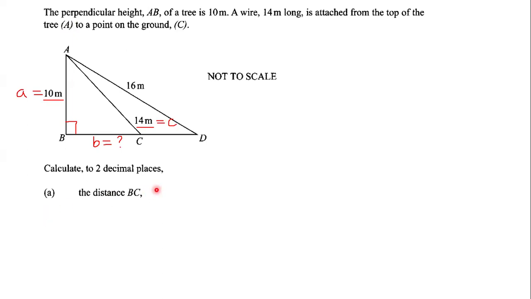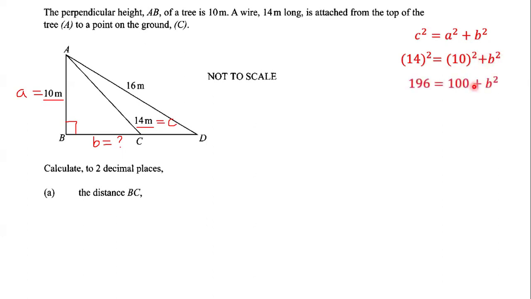And we can use this useful formula, Pythagoras theorem, which says that C squared is equal to A squared plus B squared, where C is the hypotenuse. And C here is 14 meters, so we're going to put that there. C is 14. And A is 10 meters, and B is the missing side. And so we have 14 squared is equal to 10 squared plus B squared.